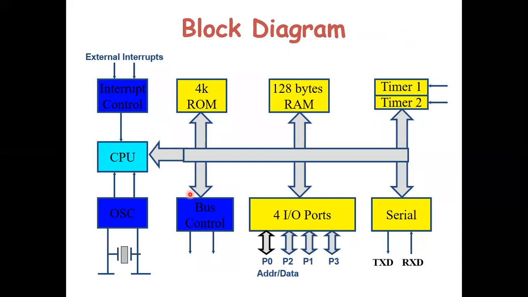This is the basic block diagram, that means the general diagram. It represents the internal functional devices they have: CPU, oscillator for frequency generation, internal interrupt controller, then ROM, RAM, timers, bus control circuit, serial port, and input output ports. These are the general functional blocks of the 8051.